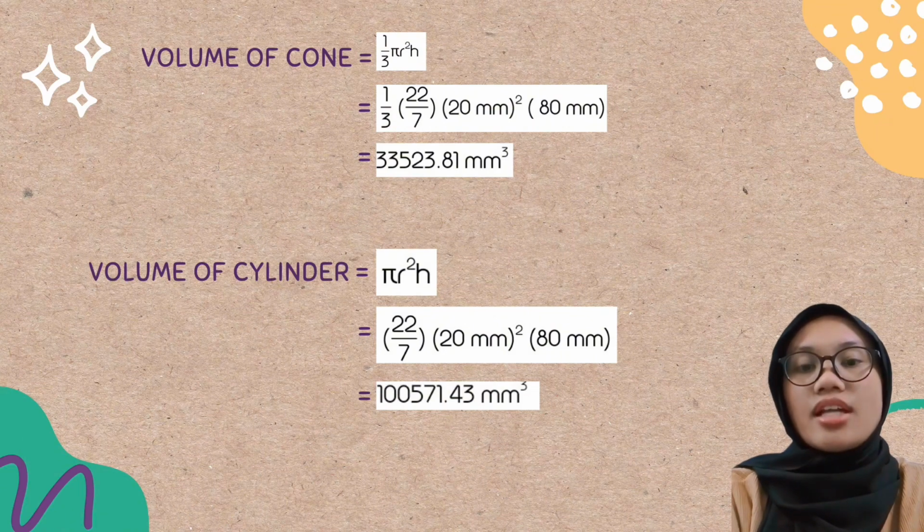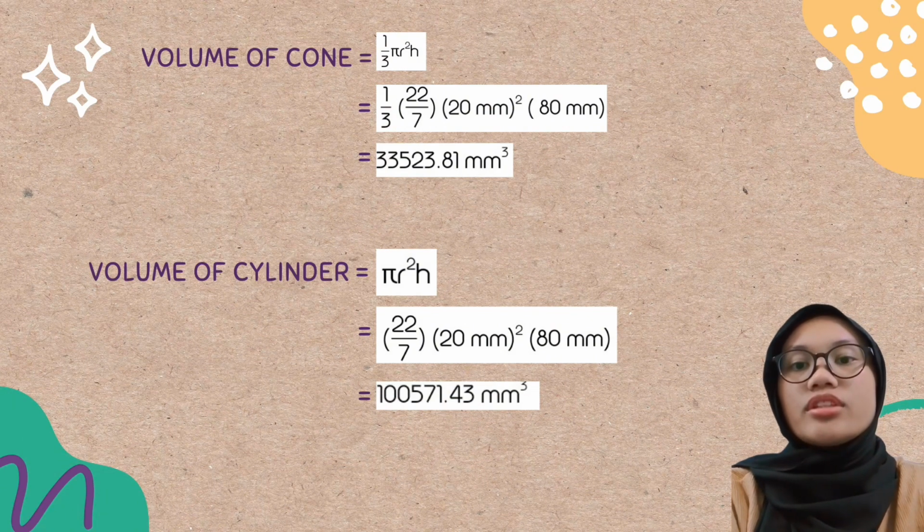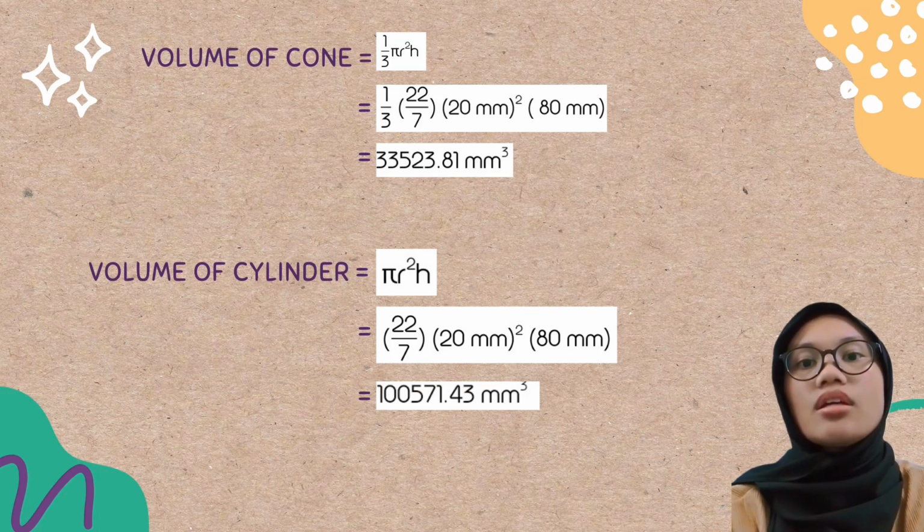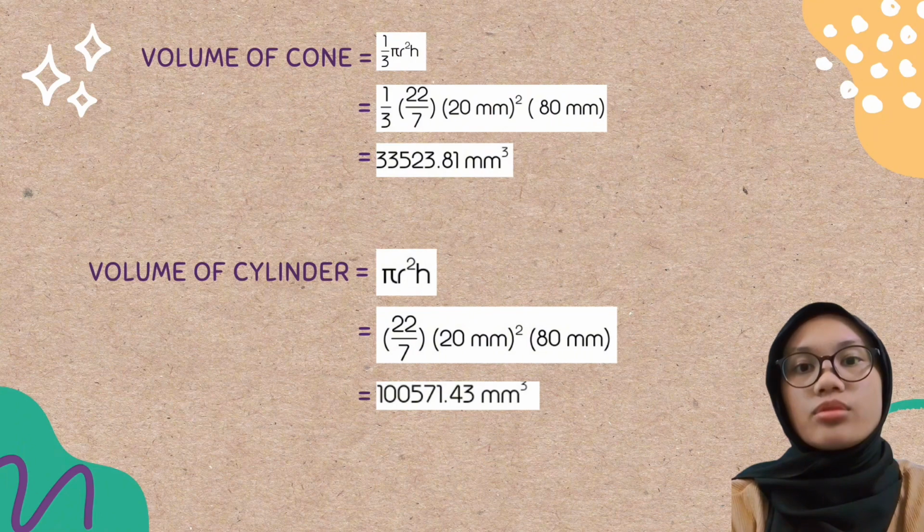Next is the calculation of volume of cone. As we can see on the slide, the formula is 1 over 3 pi r squared h. From the formula, it is 1 over 3 times 22/7 times 20 mm squared times 80 mm. Then we will get 33,523.81 mm cubed.